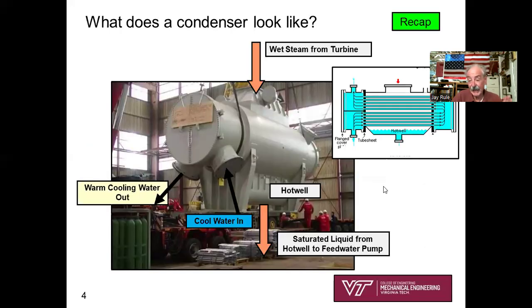Well, this is a recap of some of the components you've already seen. This is just a picture of that cylindrical vessel that's serving as the condenser. You see there's a kind of a bubble underneath the cylindrical vessel. That's called the hot well, and that's where the condensing steam, which turns into saturated liquid, collects, and that's where we remove that saturated liquid and send it on to the feed water pump.